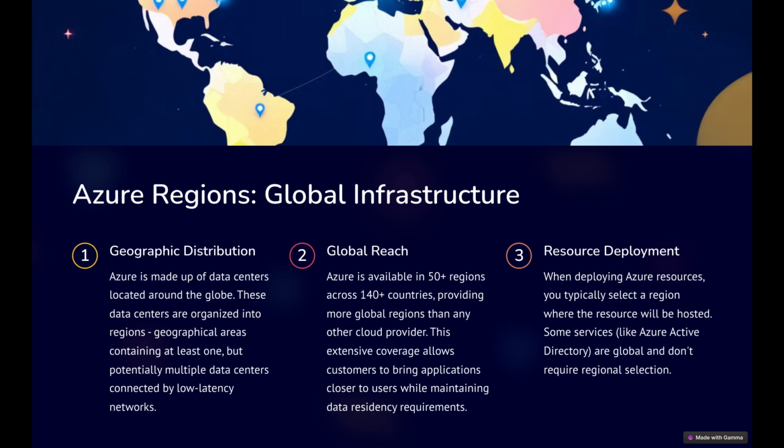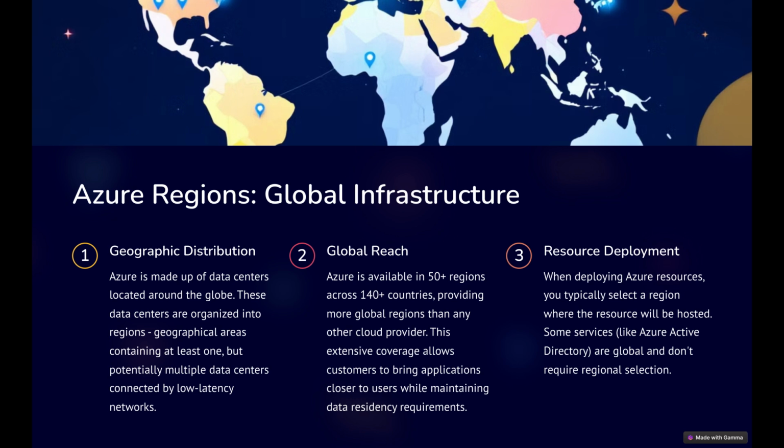Exactly. And the numbers are pretty impressive, as this slide points out. Over 50 regions spanning over 140 countries. That kind of global reach is more than just a bragging right. It unlocks some serious advantages for users. Right, it's strategic. Totally. There are two main benefits they highlight here. First, by distributing these regions across the globe, you can position your applications and data closer to your users, wherever they happen to be. That's huge for performance, right? You want things to be fast and responsive, especially if you've got a global user base.